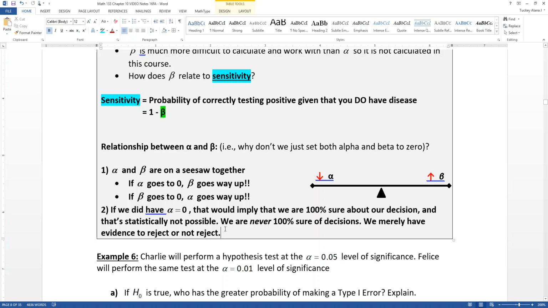Also, what I said before, if we had alpha being 0, it would imply that we're 100% sure, and we're never 100% sure of anything. We just have evidence to reject H0 or not reject H0. That's all we've got, and we can't claim that we have more than that.